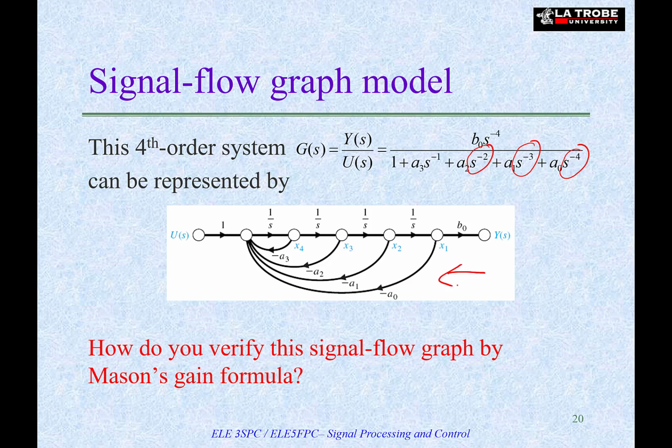We also need to remember the second assumption we made earlier. That is, all the feedback loops should touch all the forward paths. And in this example, there's only 1 forward path. We need to make sure that all of these 4 loops touch the path. And that is also shown in the signal flow graph on the slide. So I hope you can also verify that this signal flow graph does correspond to the transfer function given on the top of the slide.